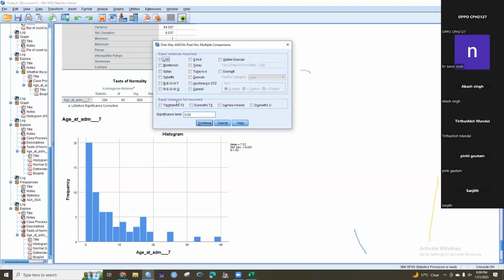Height in the children who are drinking the Bournvita, and height in the group of the children who are not drinking the Bournvita. The assumption is that the variability of the height in these two groups is equal. So to test whether the variability is equal in these two groups, we need the test of homogeneity. Yes, we need the test.